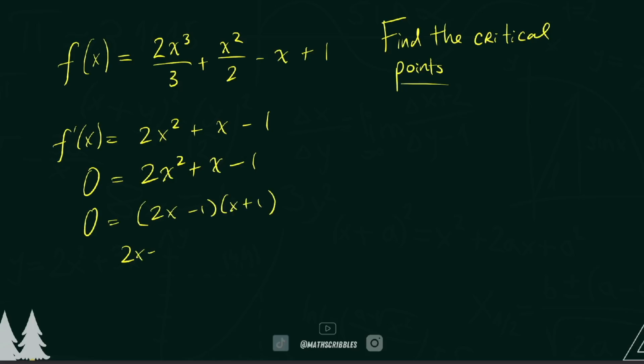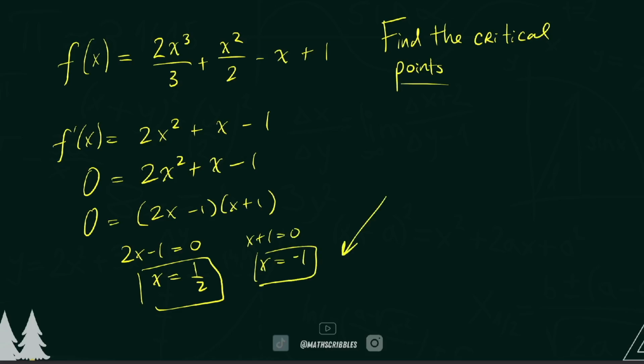From here, we set both terms equal to 0 using the zero product property. We get x is equal to 1/2 for one of them, and x is equal to -1 for the other. And here we're basically done. These are the critical values. Well, let's go one step further and talk about where the function is increasing and decreasing so that we can identify these as our relative minimums or relative maximums.